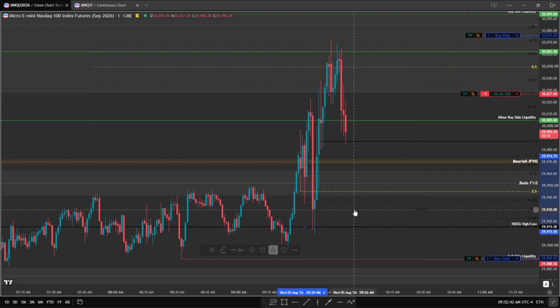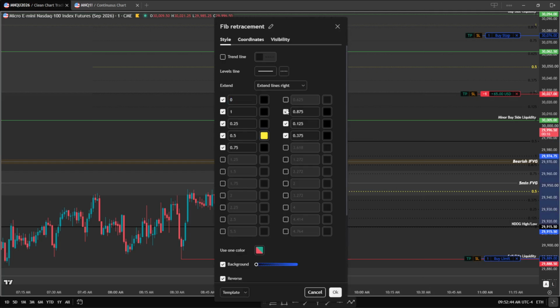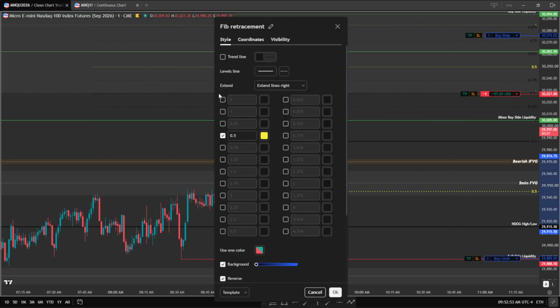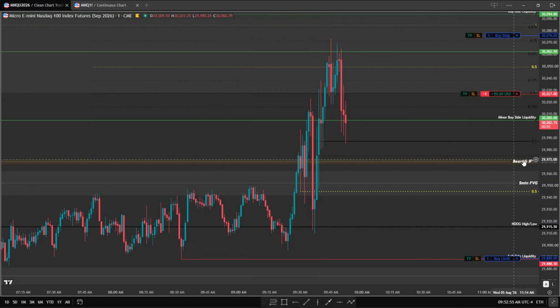I'm just going to have the midpoint here because the chart seems too busy. I'll have the high and low. It's nice having that opening price.